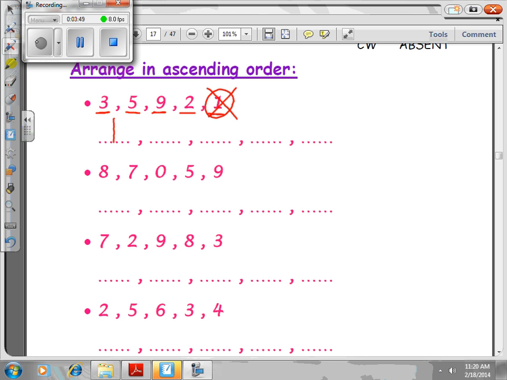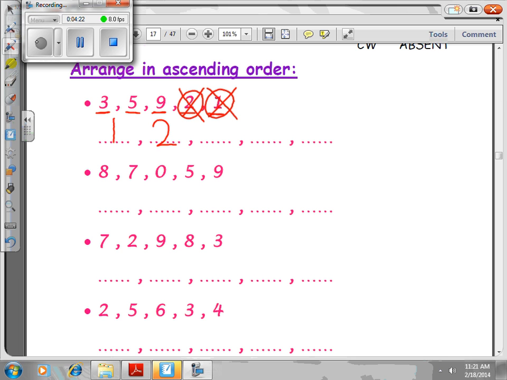Now, we have the numbers 3, 5, 9, and 2. Which is the smallest number here? Is it 3 or 5 or 9 or 2? Yes, think about it. Yes, the smallest number here is number 2. Excellent. So we will write it down here, and we will make a cross because we took it.